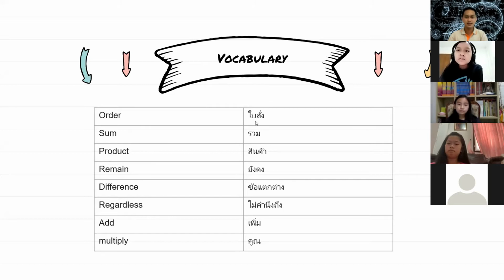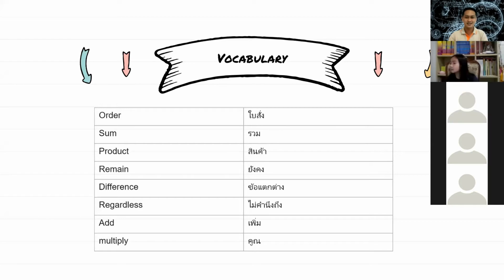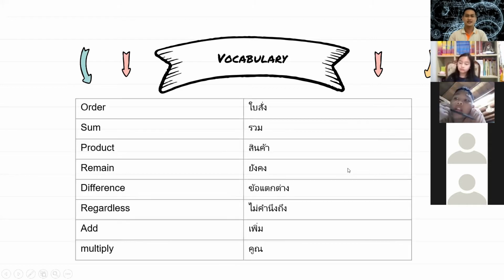So what does order mean in Thai? Okay. Sum. What is sum? Very good. Product. Okay. Remain. What is remain? Difference. Regardless. Okay. Add. Multiply. Okay. So let's go on now.